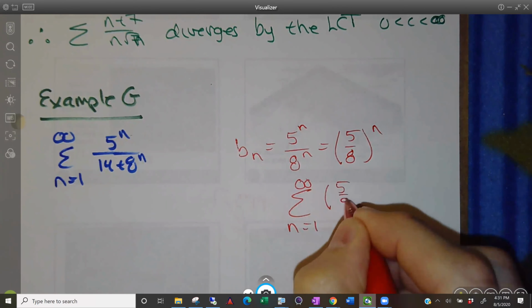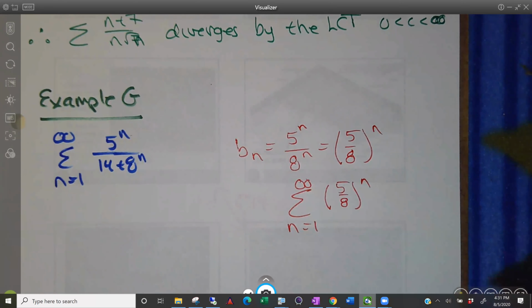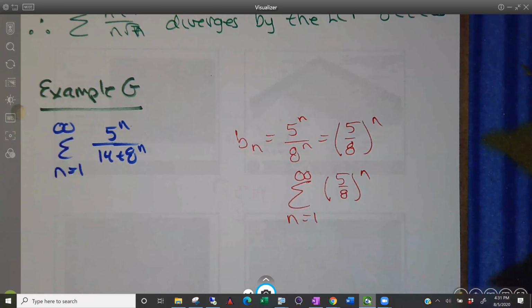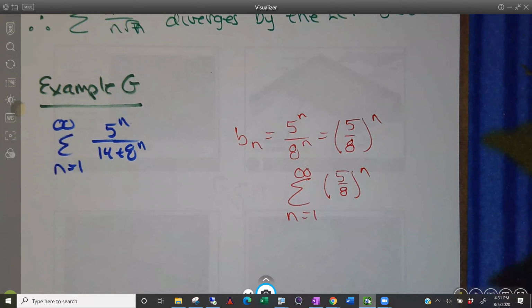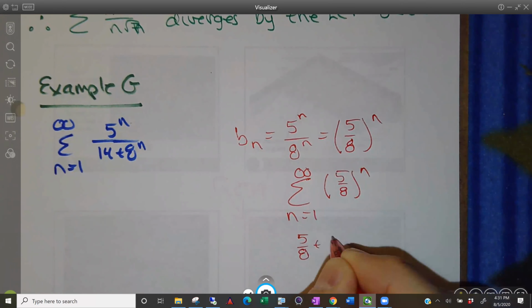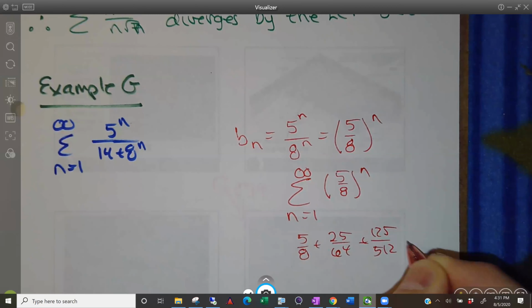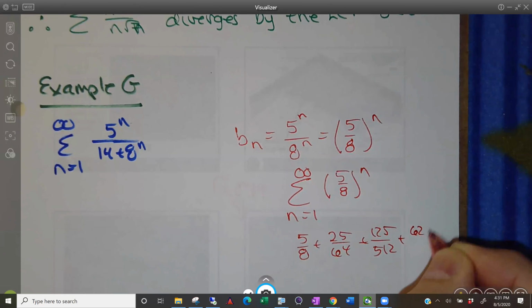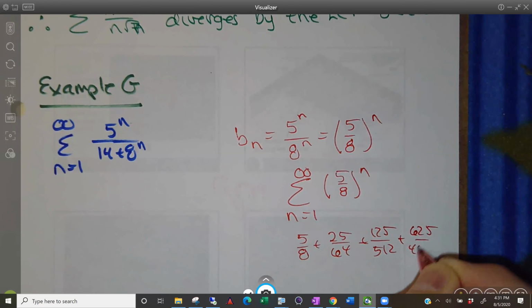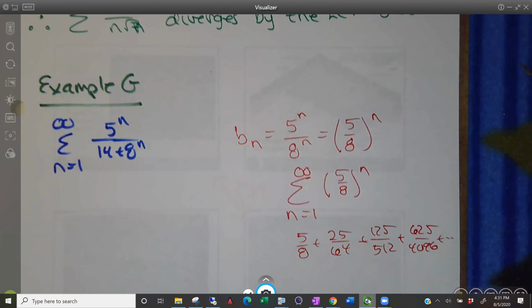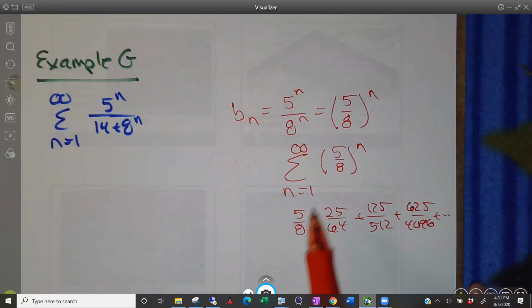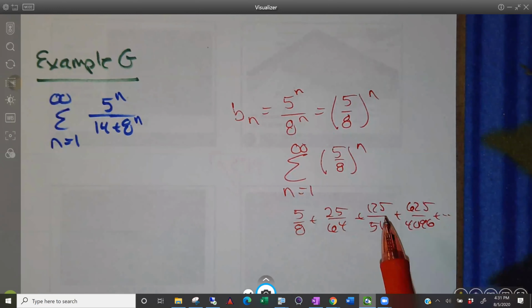5 over 8 to the n. What would the terms in this series look like? 5 over 8 plus 25 over 64 plus 125 over 512, and so on. But what do you know about this series? What can you tell me that we learned today?